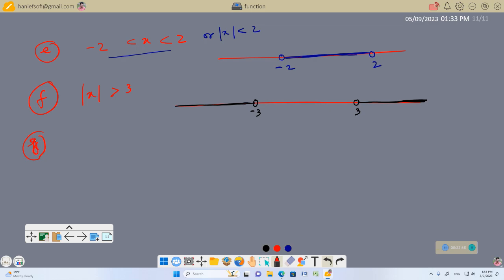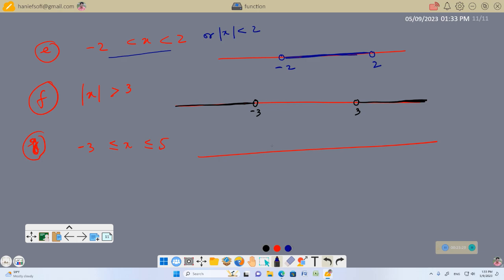So let me do next here G. If it is written minus 3 is less than or equal to x is less than or equal to 5. How we represent this range graphically? See, x is greater than minus 3, but it is also equal to minus 3, and it is less than 5 and equal to 5. So 5 and minus 3 are also included in the range.